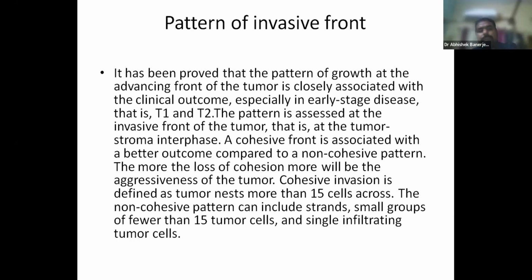The next very important topic is the pattern of the invasive front. The pattern of the invasive front determines the stage, and it is assessed at the invasive front of the tumor, that is, at the tumor-stroma interface. A cohesive front is associated with a better prognosis compared to a non-cohesive one. Cohesive invasion is defined as a tumor nest more than 15 cells across. The non-cohesive front can include strands, small groups of less than 15 cells, and single infiltrating tumor cells. Non-cohesive means more spreading; cohesive means taking less time. So it will affect the prognosis.